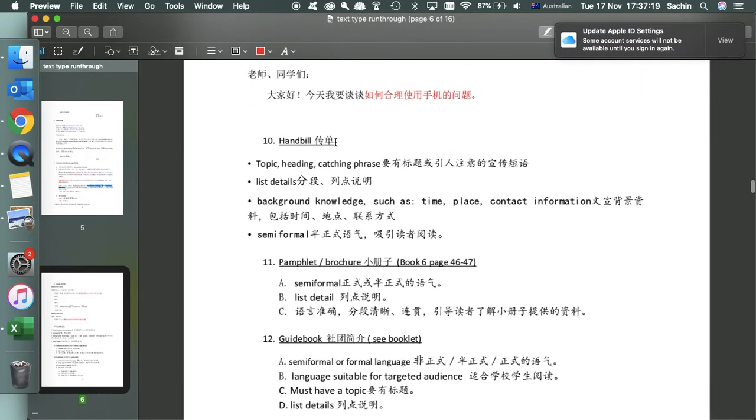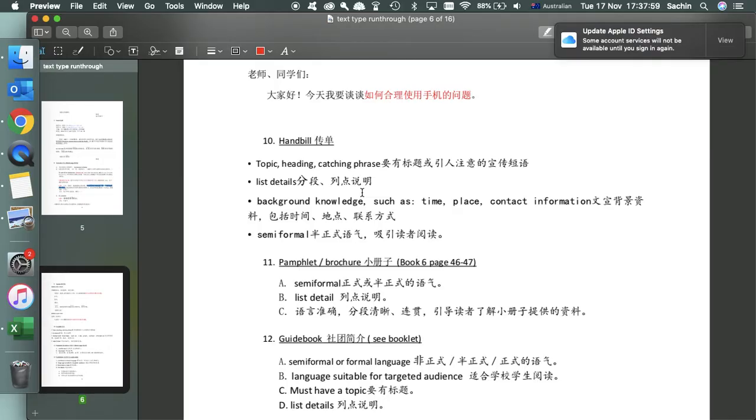Now handbill, and we have 10 and 11, which is handbill and pamphlet 传单和小册子. Now these ones are almost identical to each other. Basically what you have is topic heading, topic and your heading as a catching phrase. List your details, and then you have your background knowledge such as time, place, contact information, and it's semi-formal. So usually when you're writing a 传单 or 小册子, most often you're writing about an event you're running.